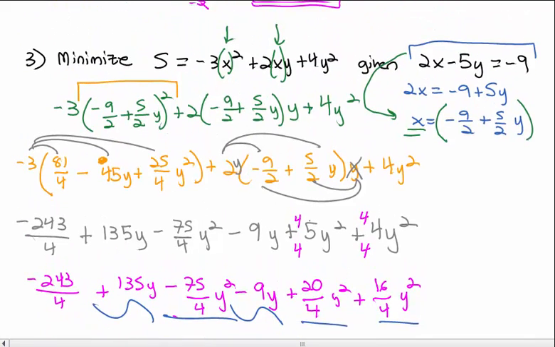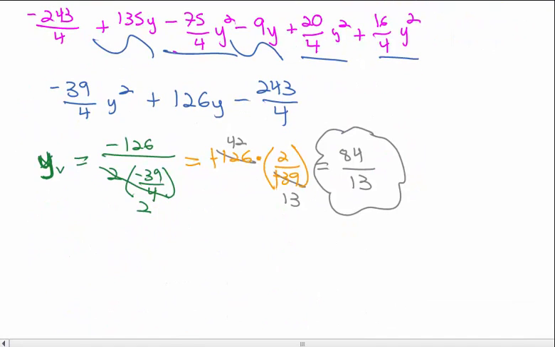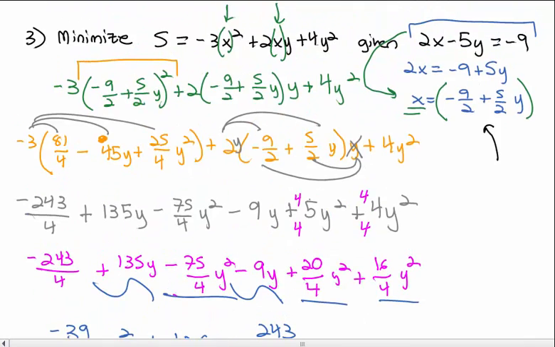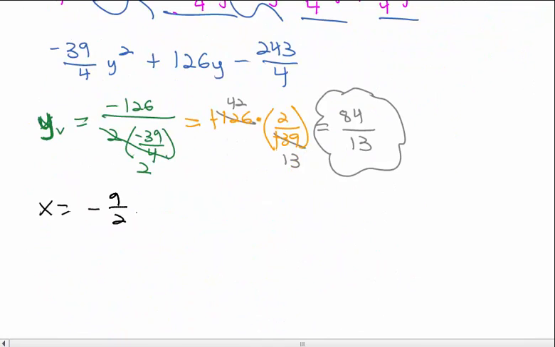We can still get our x-coordinate. Going back, remember x was negative 9 halves plus 5 halves y. X was negative, I've already forgotten, 9 halves plus 5 halves times the y, which was 84 over 13. We're going to need to get a common denominator of 26. So let's multiply by 13, also the other fraction.